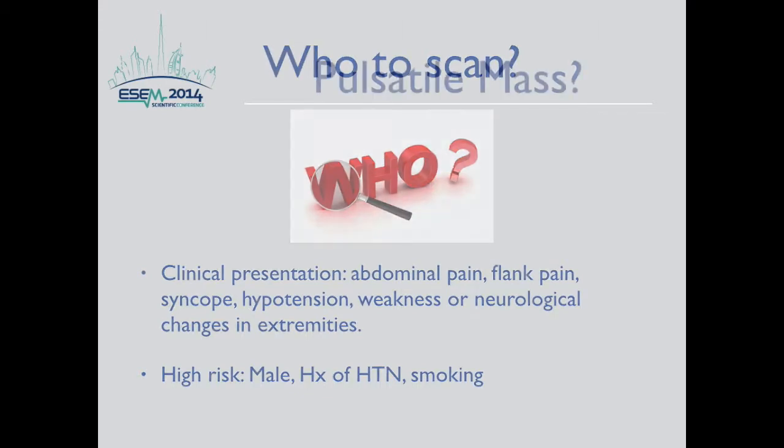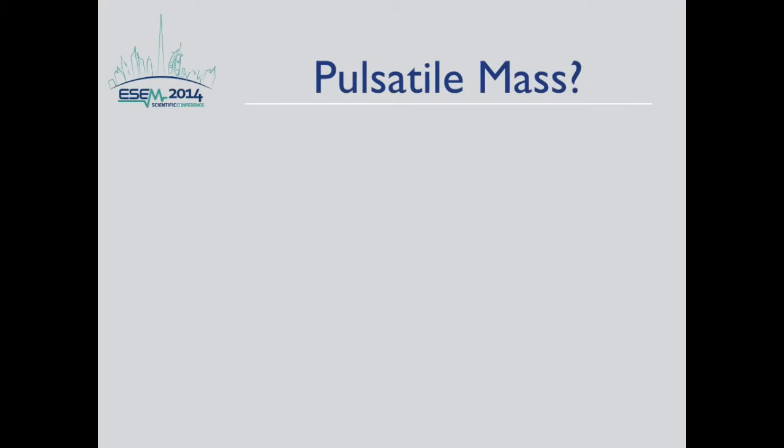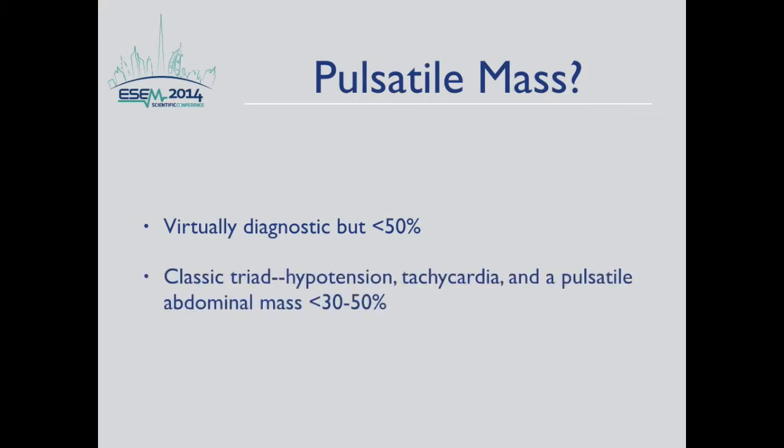We were taught in medical school to evaluate for a pulsatile mass when we are suspicious of abdominal aortic aneurysm. So how good are we? Virtually, if you palpate an abdominal aortic mass, it's diagnostic, but it's only present in less than 50%. The classic triad of hypotension, tachycardia, as well as pulsatile abdominal mass is present in only 30 to 50% of cases. So we know that we can't really rely on physical exam to exclude abdominal aortic aneurysm.